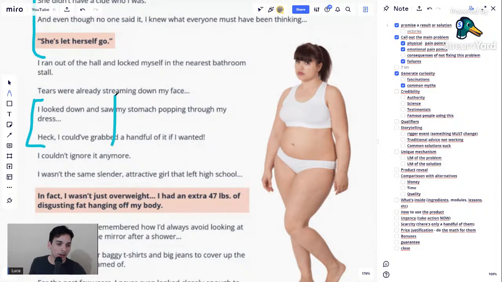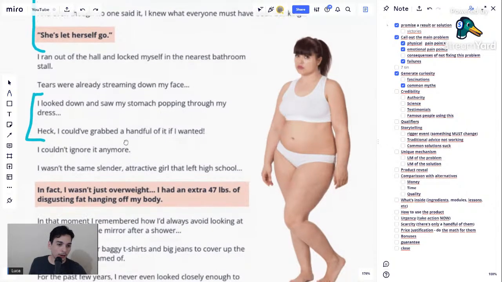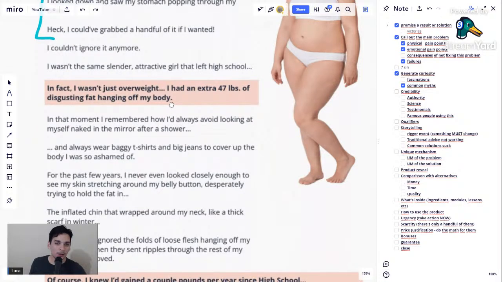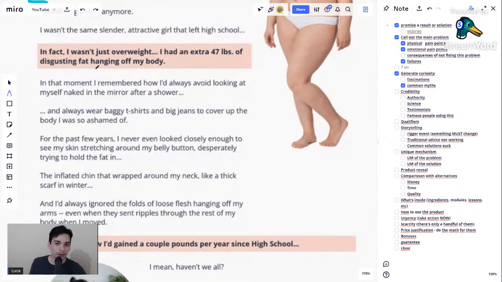I couldn't ignore it anymore. I wasn't the same slender, attractive girl that left high school. In fact, I wasn't just overweight, I had an extra 47 pounds of disgusting fat hanging on my body. In that moment, I remembered how I'd always avoid looking at myself naked in the mirror after a shower.